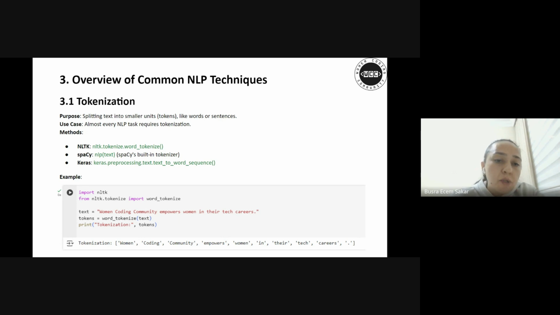And this process is so important for any further NLP task, whether it's sentiment analysis, translation, or text classification. Because by applying tokenization, we actually turn unstructured text into structured data, so that it can be processed by algorithms.